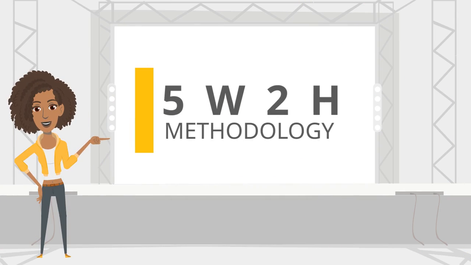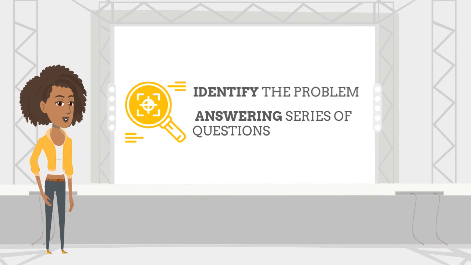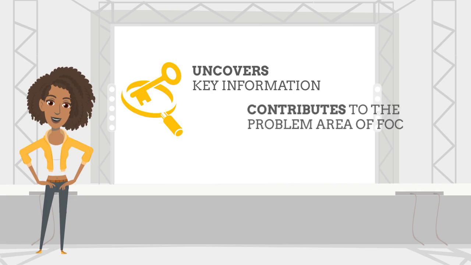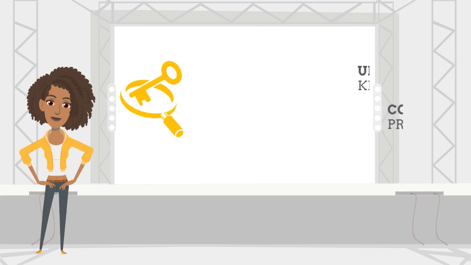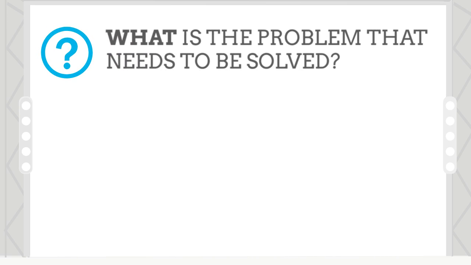The 5W2H method is a tool used to identify a problem by answering a series of questions that uncovers key information that contributes to the problem area of focus. Let's go through an example of the 5W2H questions. What is the problem that needs to be solved?